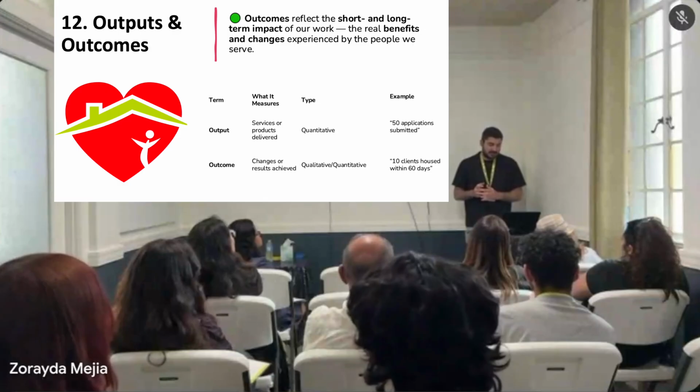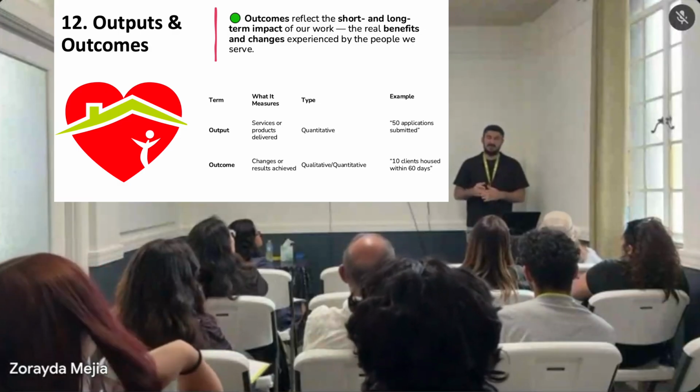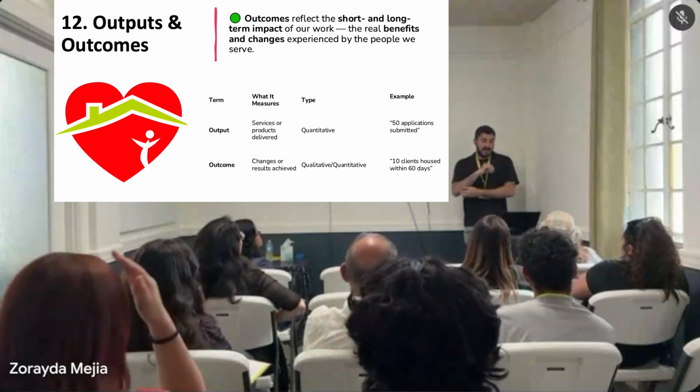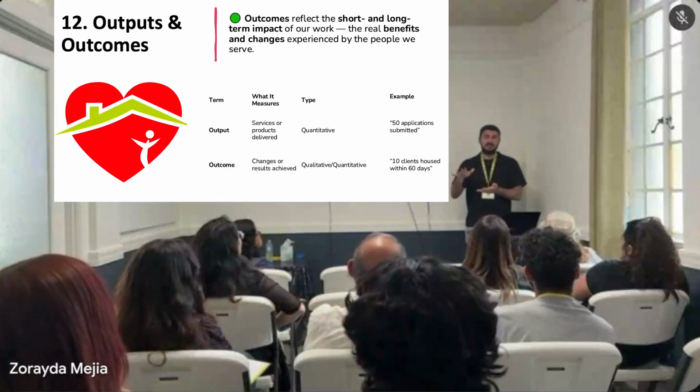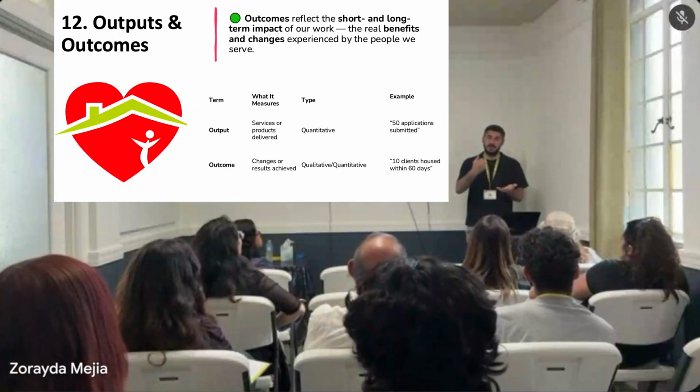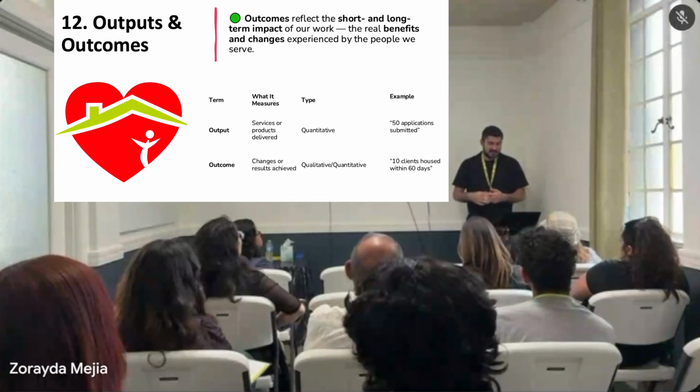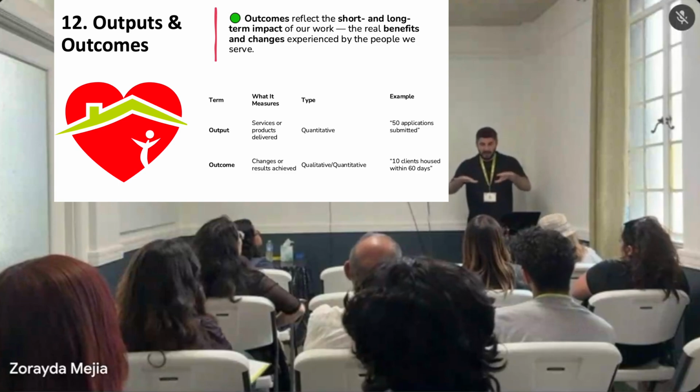So you can notice that output is always quantitative because it's like 50 applications submitted. Outcomes can be qualitative or quantitative. It can be, we housed 10 clients in 60 days, or we can say, oh, this person's quality of life improved, which is a qualitative measure. So this is like how we measure if what we're doing matters or not, whether we're achieving success or not.